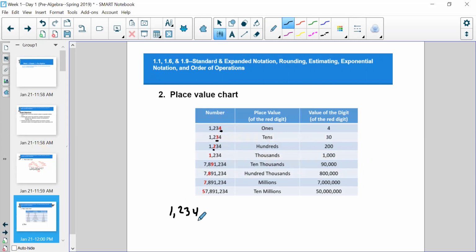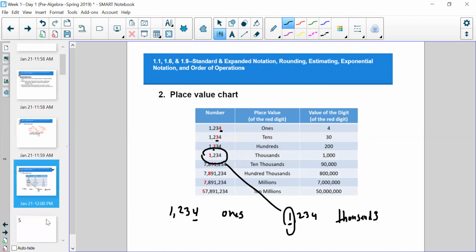So if I ask this, 1,234 and I have the 4 underlined, I'm actually talking about the ones. I'm not saying that there's 4 ones. I just want to know that that's the ones place. Take this one here, and I've got 1,234, and I'm looking for this place value. That is the thousands. You don't have to put 1,000s because the 1 just represents how many thousands are identified.